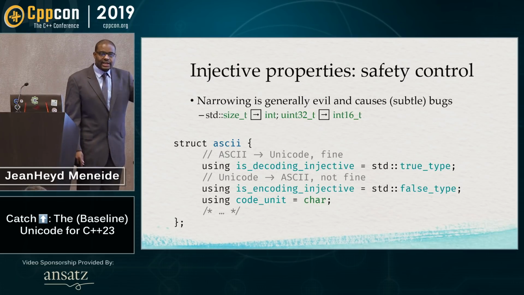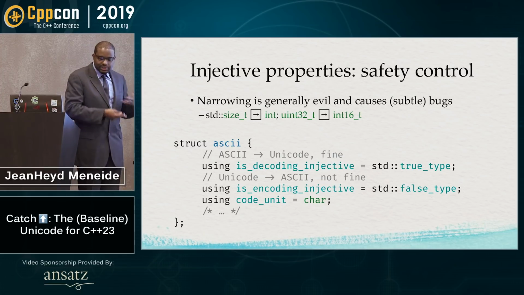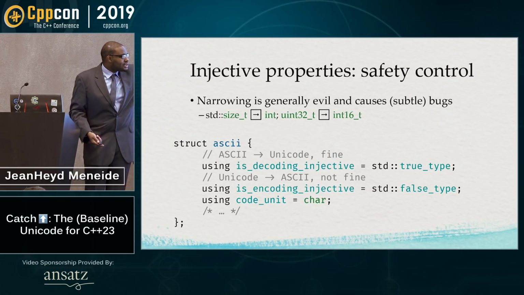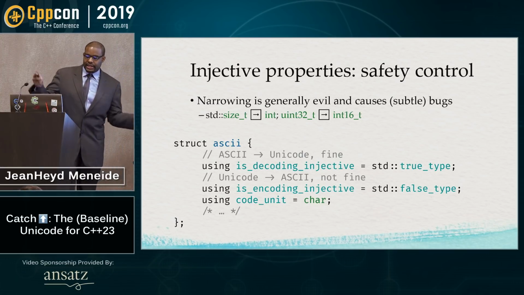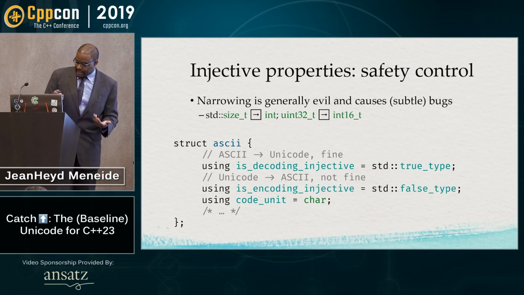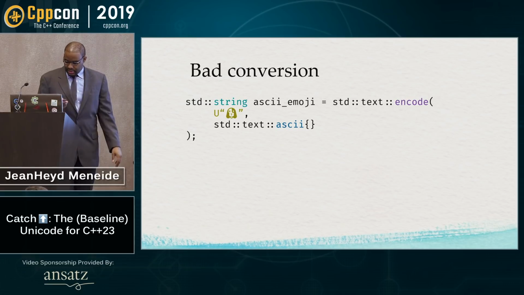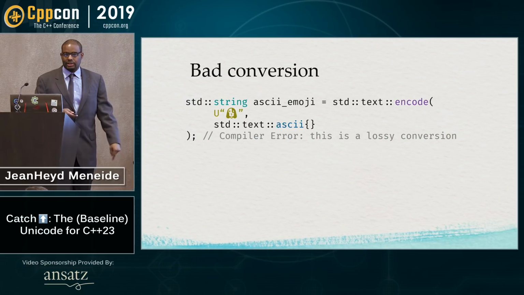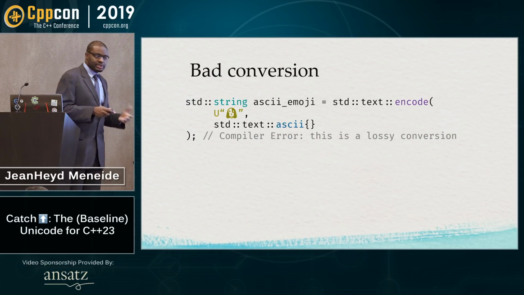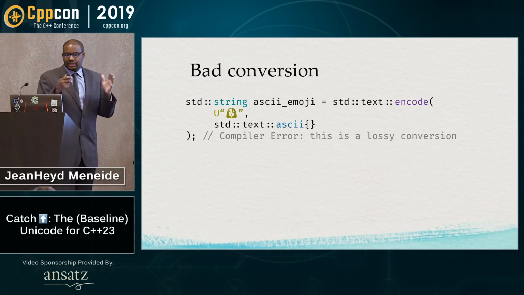But going from Unicode to ASCII, going from the dog emoji to some ASCII characters, is not fine, right? It doesn't work. So the way you opt into this is by saying IsEncodeInjective is the false type. By defining it as this false type, if you were to say, listen, encode this dog emoji as ASCII, you get a compiler error, and the compiler says this is a lossy conversion. You can't do this. It doesn't work. And so this is, again, for safety, to make sure that people don't accidentally start cutting up and trimming things that they didn't really intend to do.